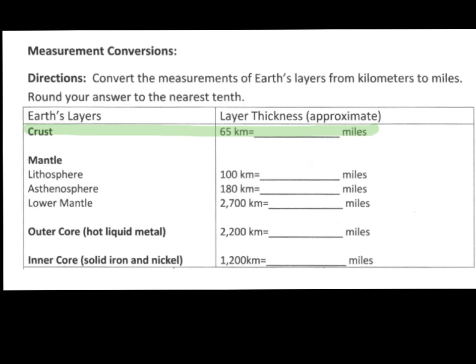So now we're going to convert the measurements of Earth's layers from kilometers to miles, and we're going to round our answer to the nearest tenth. So the first layer that we're going to do together is the crust. It says that the crust thickness in kilometers is 65 kilometers, and obviously it's blank miles because we don't know. That's what we're going to solve for.